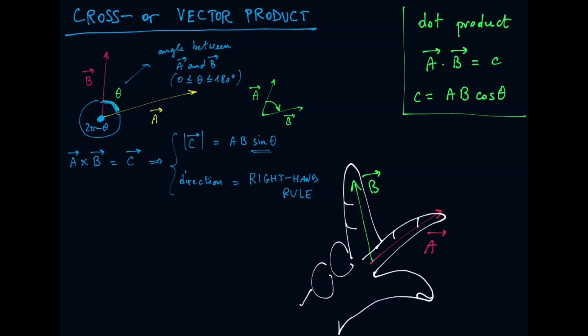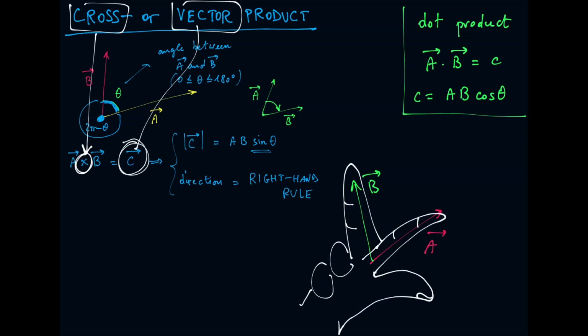And this is the cross or vector product. Why cross? Because we denote it with a cross instead of a dot or an X. Why vector? Because it's an operation that returns a vector itself and not a scalar.